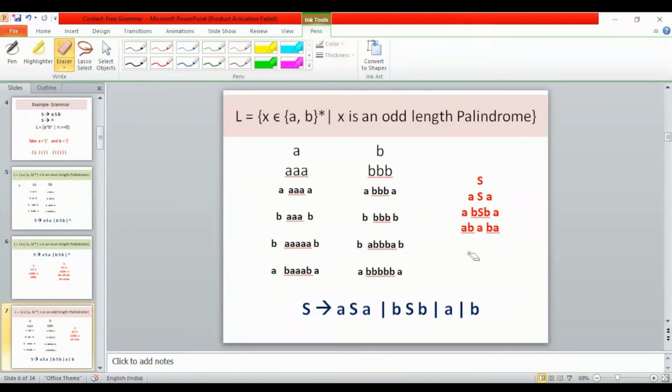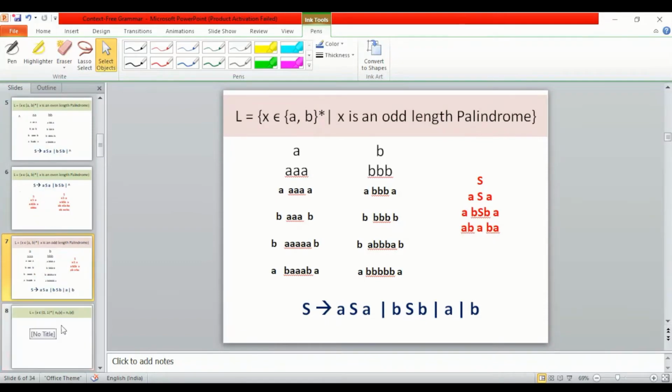Now if I want to generate a general palindrome, that is odd length plus even length, in that case, we have to append null with it. If I want to generate both odd length palindrome and even length palindrome, then we have to append null along with this rule.